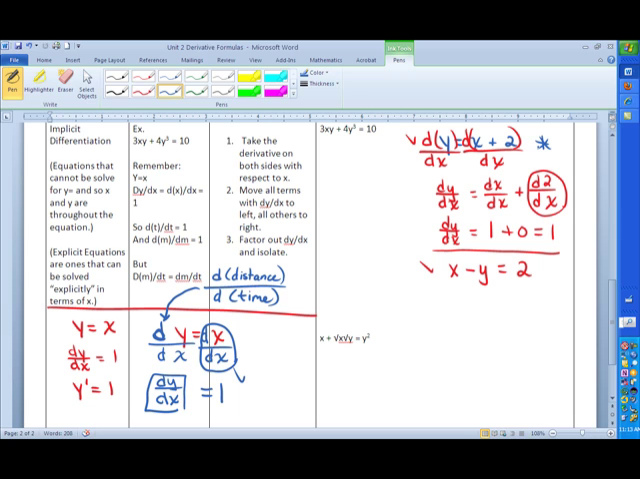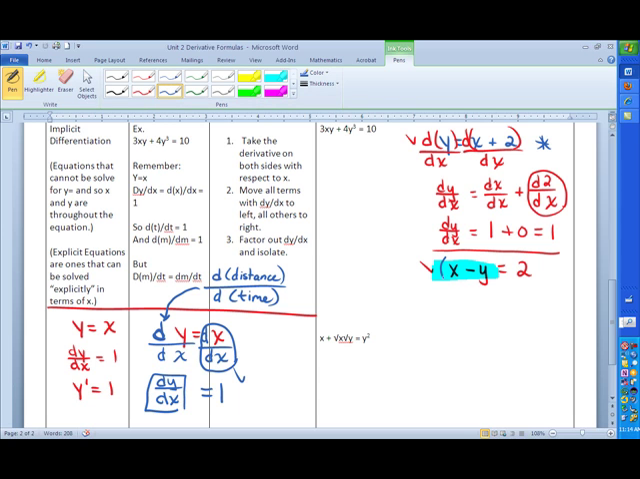Implicit usually implies that the x and the y are on the same side of the equation and that they can't be manipulated to be on just one side. And you've got to be careful because sometimes it looks like you can manipulate, but what you're creating is a new function that does not match your original. And you would almost have to look at the graphs of them to determine if they were exactly the same.